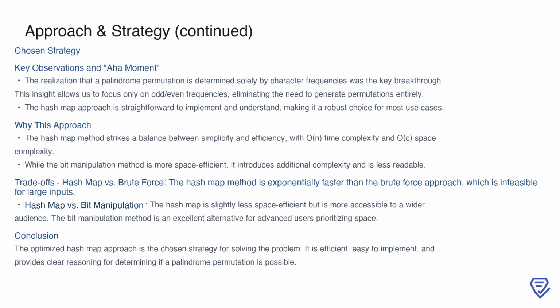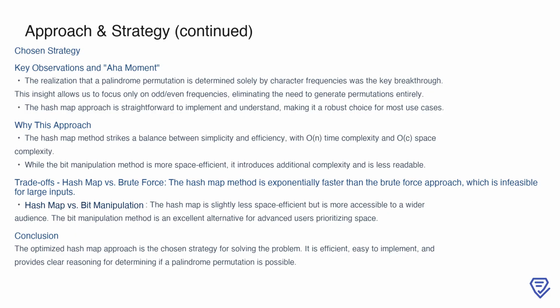Among the approaches we've discussed, the hash map method stands out as the most balanced solution. It is efficient, with a time complexity of O(N) and a space complexity of O(C), and it is also straightforward to implement and understand. While the bit manipulation method is slightly more space efficient, it introduces additional complexity and is less accessible to those who are not comfortable with bitwise operations.